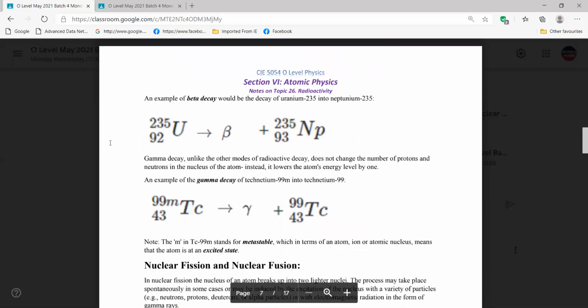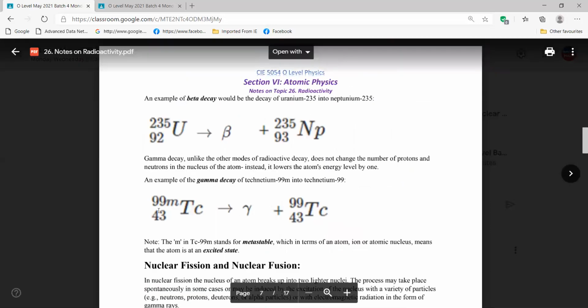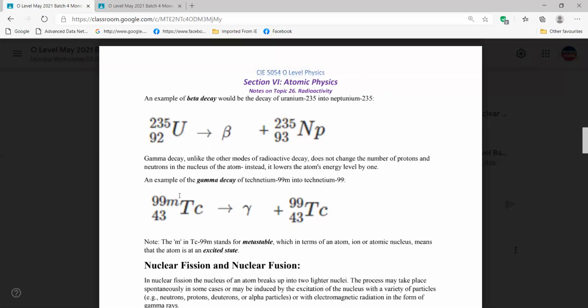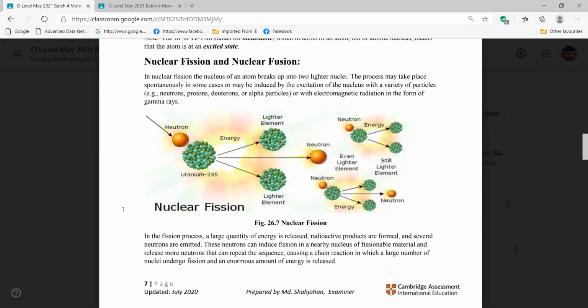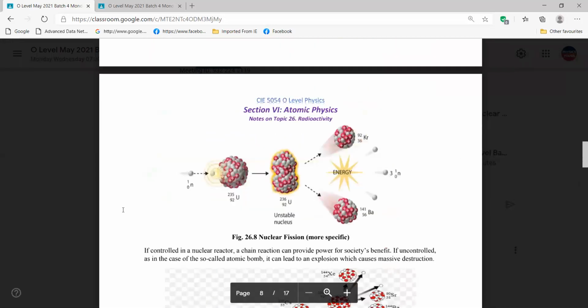Okay, sir. Excited state of this technetium, because this state is not coming directly here. Before this there is another step, like in nuclear fission we will get one of the examples of it.